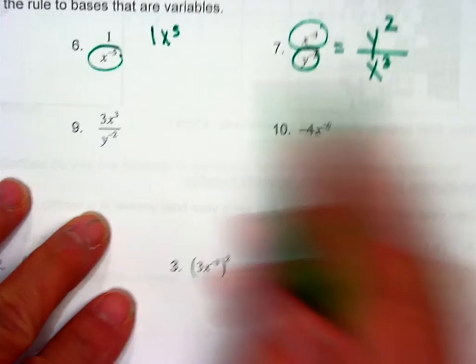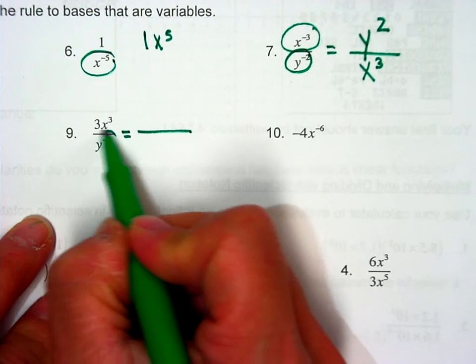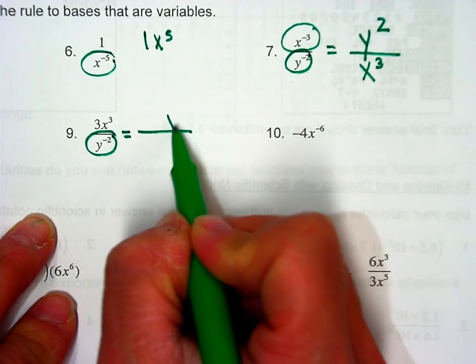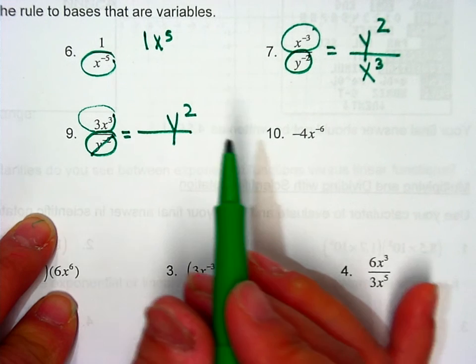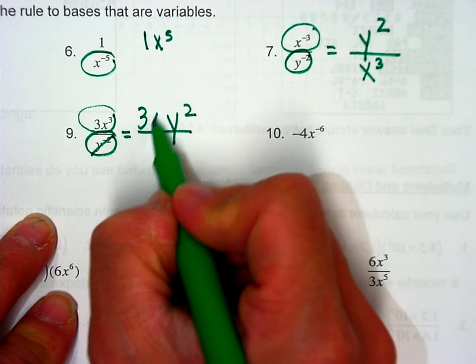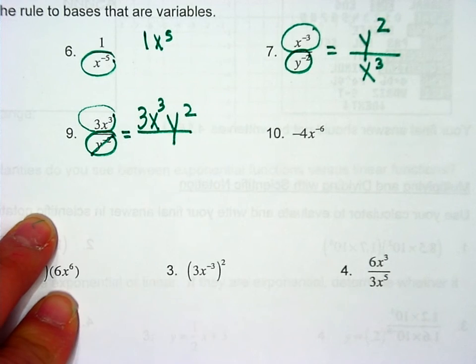Okay, look at number 9. This y is going to go to the top. All of this on the top is still positive exponents, so you're just going to leave it so that you don't do anything with those. It just stays on the top.